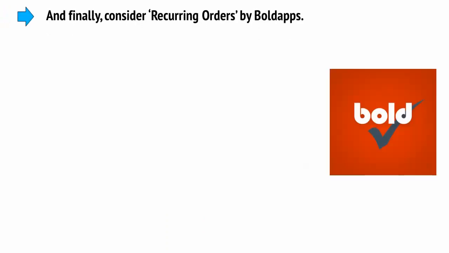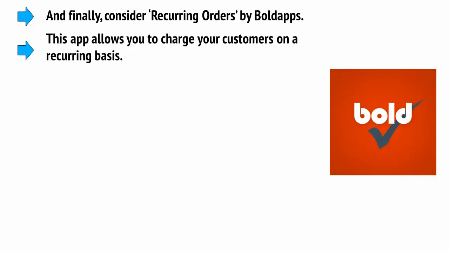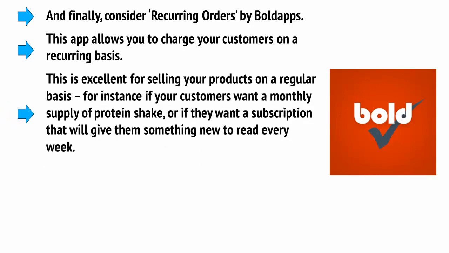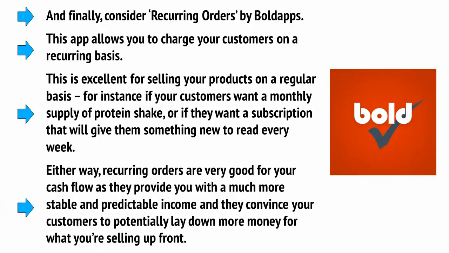And finally, consider recurring orders by Bold Apps. This app allows you to charge your customers on a recurring basis. This is excellent for selling your products on a regular basis. For instance, if your customers want a monthly supply of protein shake, or if they want a subscription that will give them something new to read every week. Either way, recurring orders are very good for your cash flow, as they can provide you with a much more stable and predictable income, and they convince your customers to potentially lay down more money for what you're selling up front.